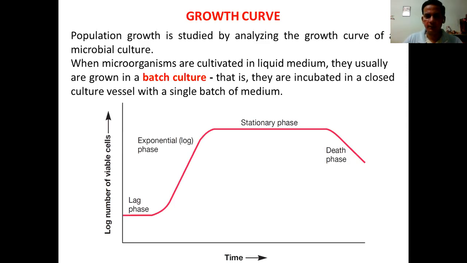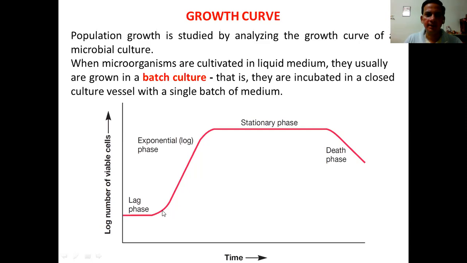So if you look at this particular growth curve, here we have the log number of viable cells, and here we have the time. If we draw a curve between time and the log number of viable cells, then we observe 4 different phases. Number 1 is the lag phase. As you can see, this is a horizontal line where there is no increase in the number of cells. Then comes the exponential phase or the log phase.